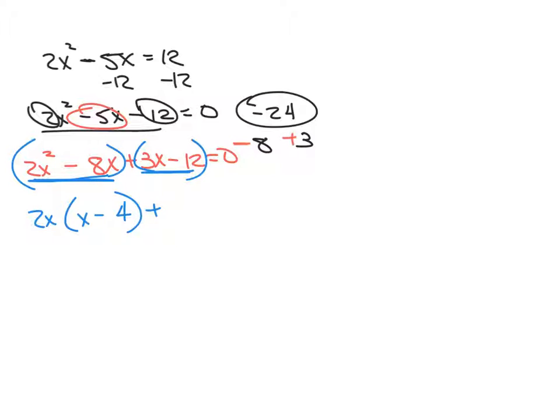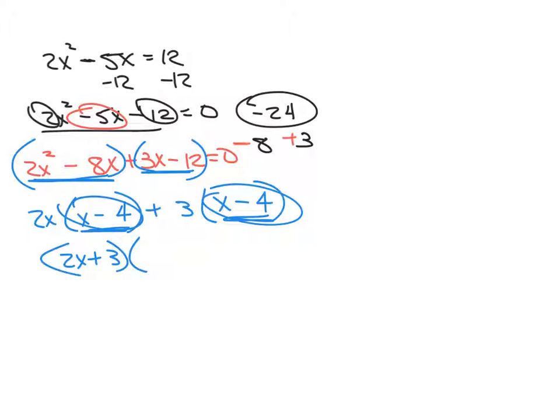And what can I factor out of there? A 3. And I'm left with x minus 4. This and this have to be the same. Then I can take my numbers that are outside and write this once. And don't forget my equals 0 that I have from right here. Okay, so I've got that. So how do I find x?